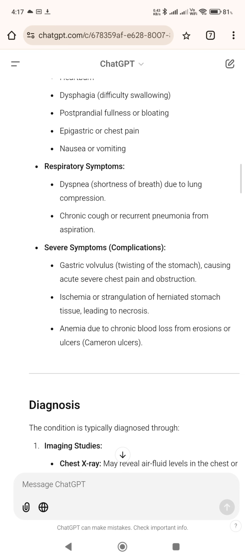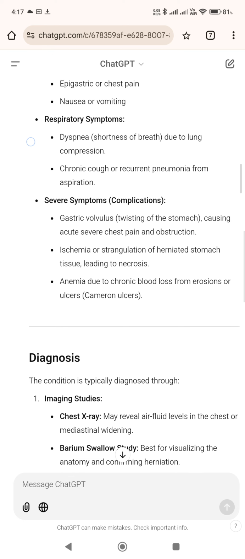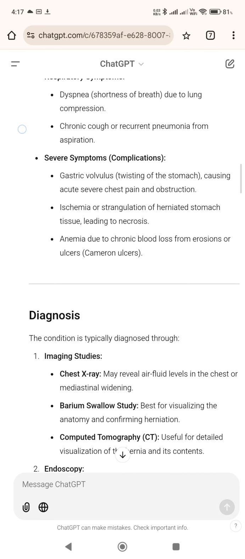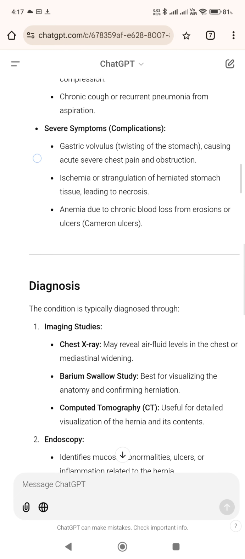Severe symptoms, complications: gastric volvulus, twisting of the stomach, causing acute severe chest pain and obstruction; ischemia or strangulation of herniated stomach tissue leading to necrosis; anemia due to chronic blood loss from erosions or ulcers, Cameron ulcers.